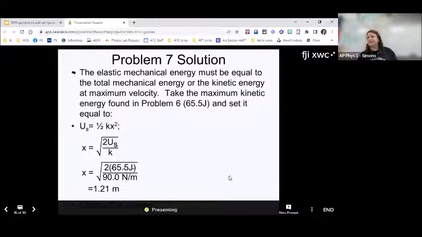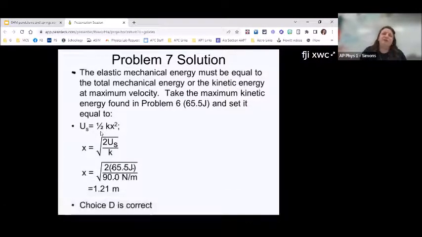All right, maximum stretch is where the object stops moving and turns around. So all of our energy ends up being spring potential energy, 1/2 kx squared. It's the same 65.5 joules that we had in question 6. It's the same spring constant. So we're just going to rearrange this algebraically, and we end up with 1.21 meters. And like I said, we were pretty much split between either that or the 1.4. So you were pretty close if you chose B, but the answer is D.